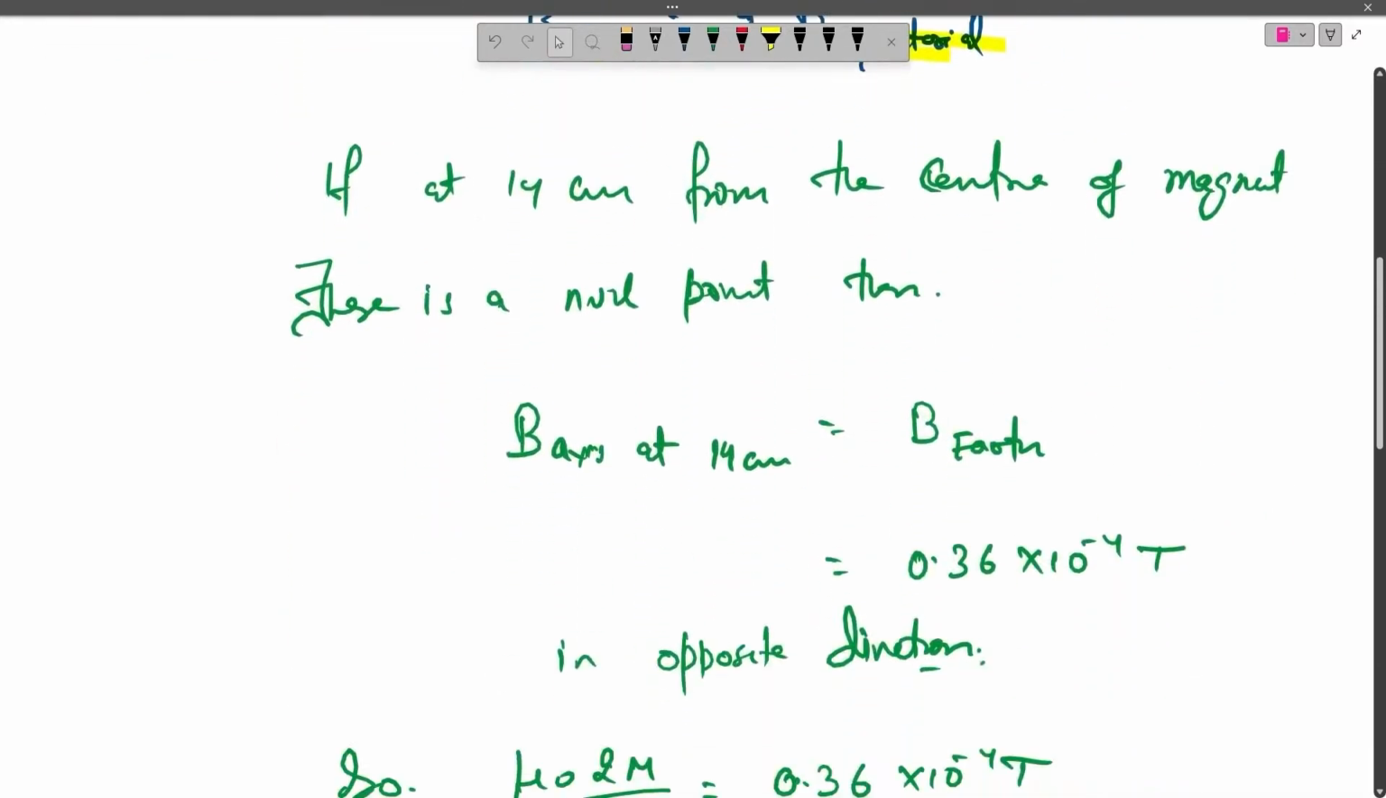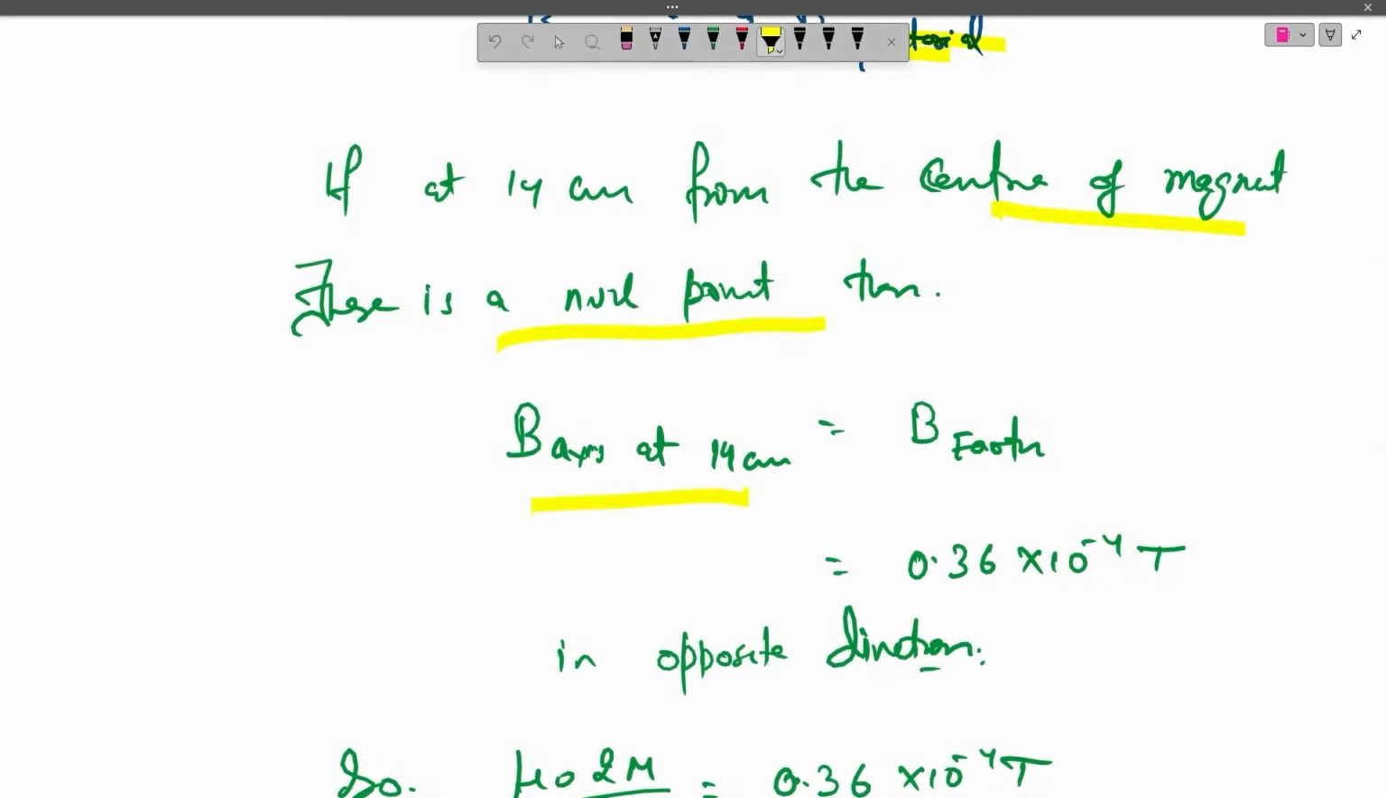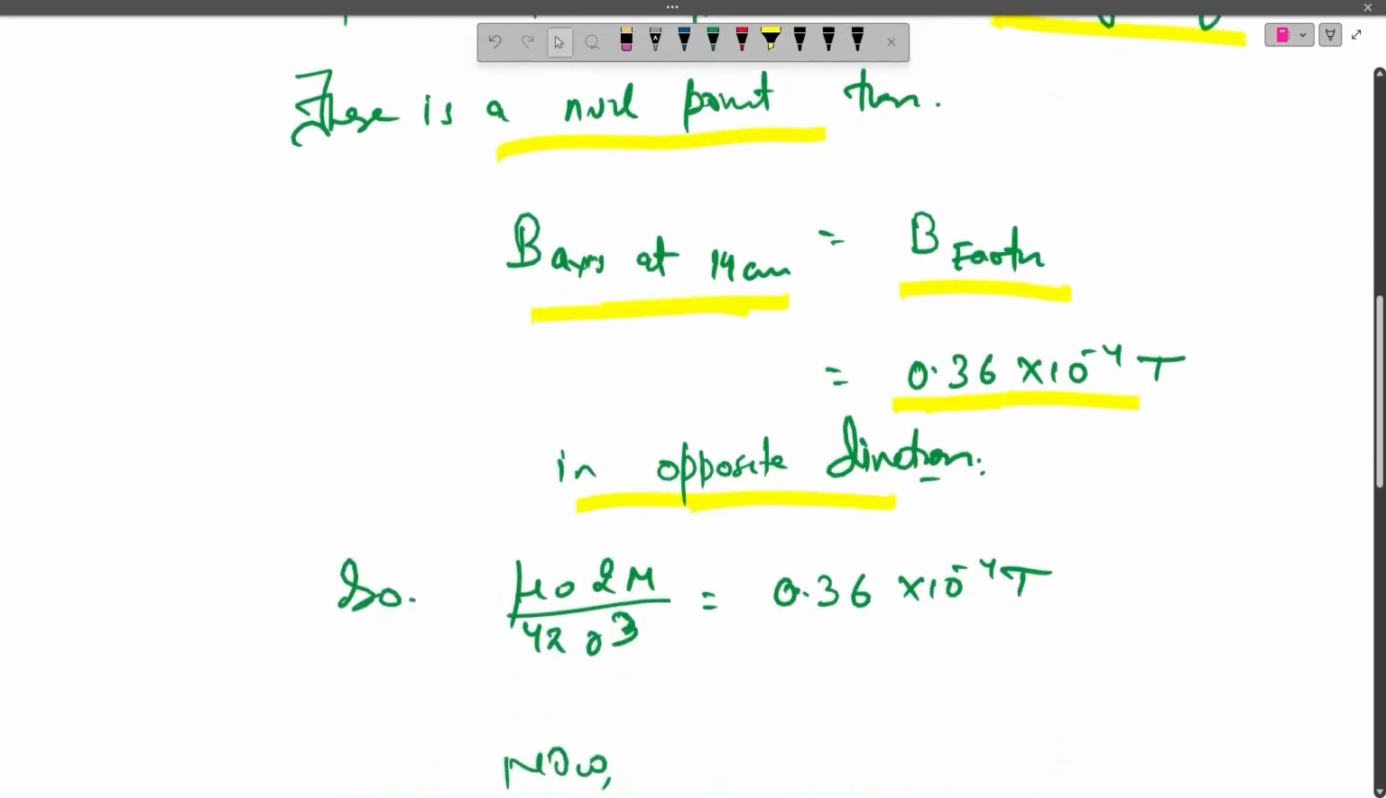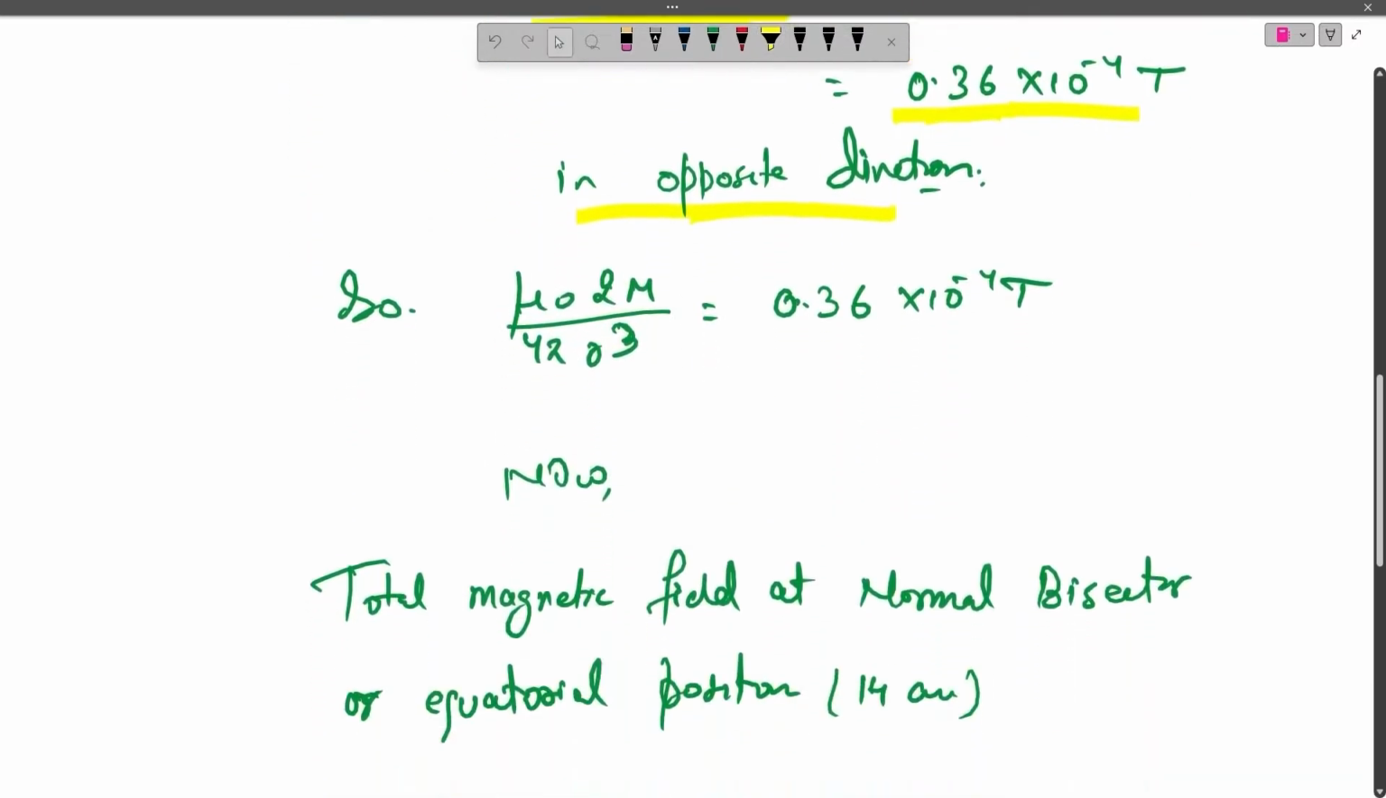If at 14 cm from the center of the magnet there is a null point, then B at axis at 14 cm must be equal to B of Earth, as we said, and that will be equal to 0.36 into 10 to the power minus 4 Tesla in the opposite direction from that of the Earth's magnetic field. So we will get this expression, that is mu naught 2m by 4 pi r cube would be equal to 0.36 into 10 to the power minus 4 Tesla.